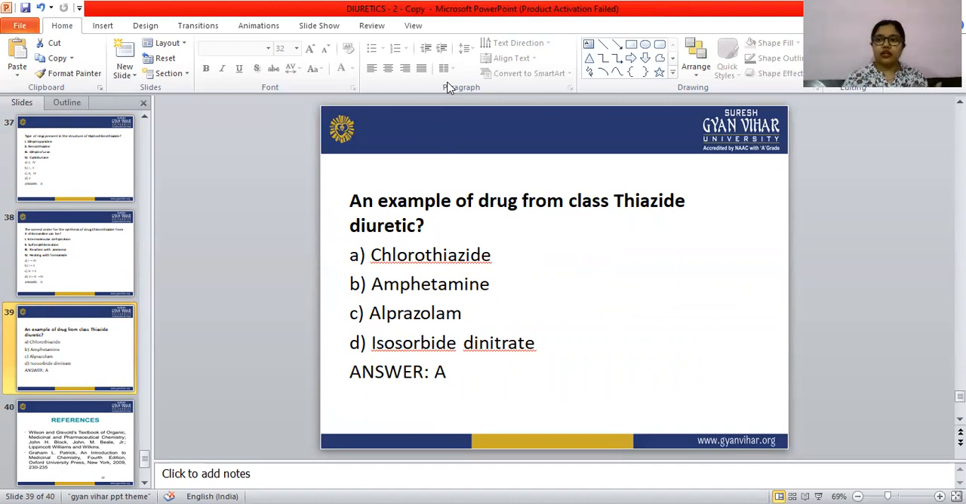We have covered diuretics. First I covered the carbonic anhydrase inhibitors, second the loop diuretics, and in today's class I have covered all the thiazide diuretics. In the next class I will discuss the potassium sparing diuretics. I hope everything was understood very well. So thank you.